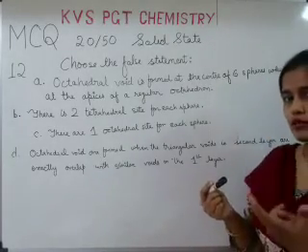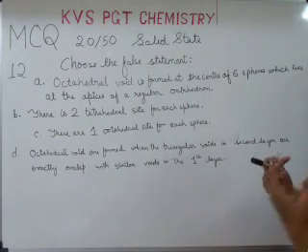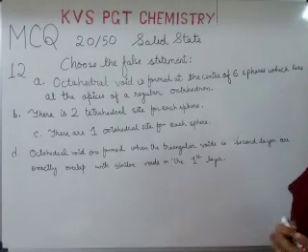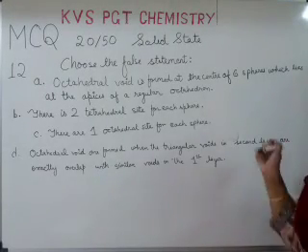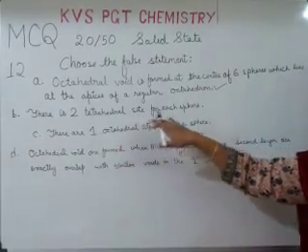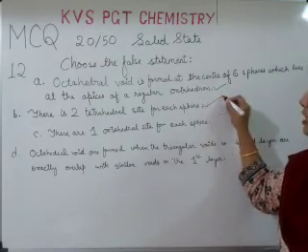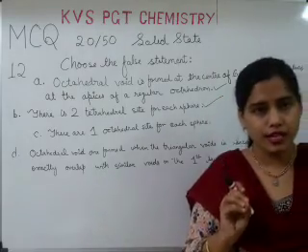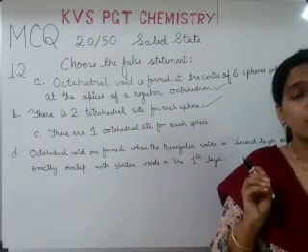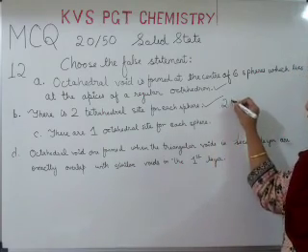Octahedral void is formed at the center of 6 spheres. Okay, that is why its coordination number becomes 6. So the very first statement is correct. Now, there are 2 tetrahedral voids for each sphere. Dear student, this is also correct. If there are n number of atoms present in a lattice, then the number of tetrahedral voids is 2n, that is twice of n.